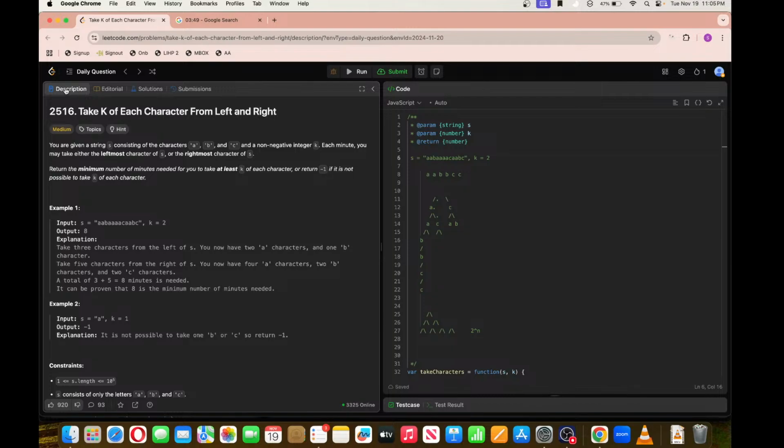Each minute you may take only either the leftmost or the rightmost character, so obviously there must be some window here. That is the answer.